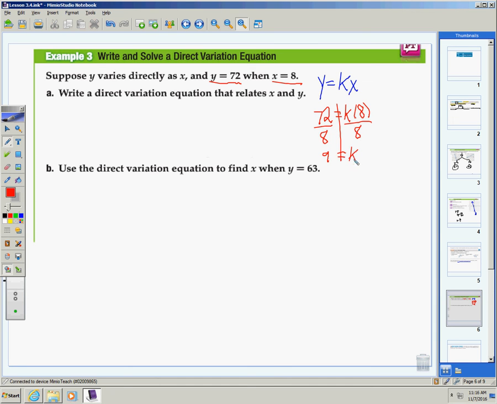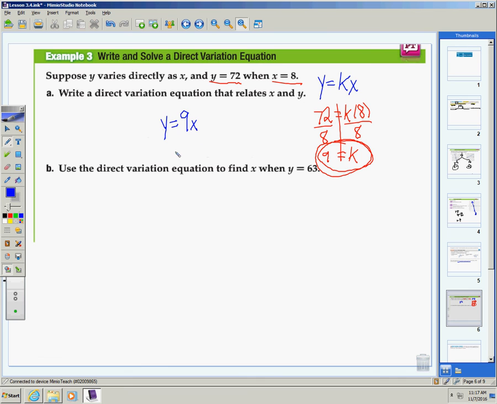Now that I know 9 equals k, I can go back to this same equation, y equals k times x, and I can plug in my value for k. So y equals 9x. All I did was I took my example, plugged them in for y and x, and solved for k. Once I knew what k was, I could write my equation.